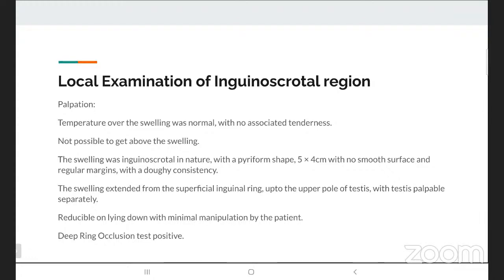What is a deep ring? Deep ring is the defect in the internal oblique and the transversus abdominis muscle. Is it a defect in the muscle? Do you think the deep inguinal ring is a defect in the internal oblique muscle? So the fibers of the muscles arch over the deep ring. That is the conjoined tendon. What is the deep inguinal ring?